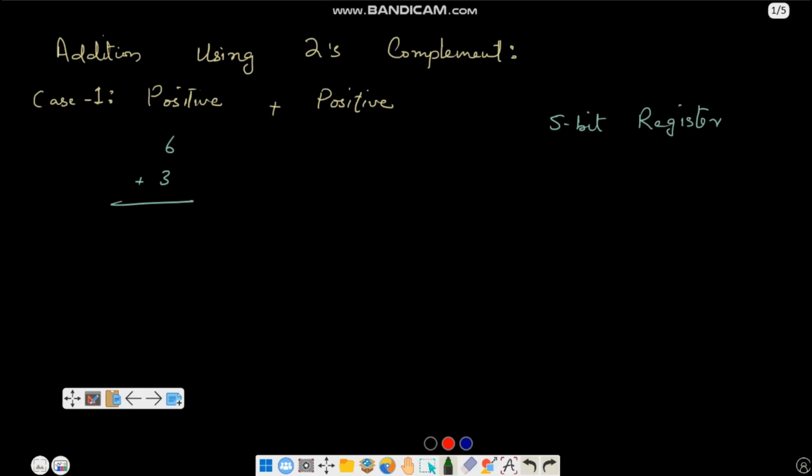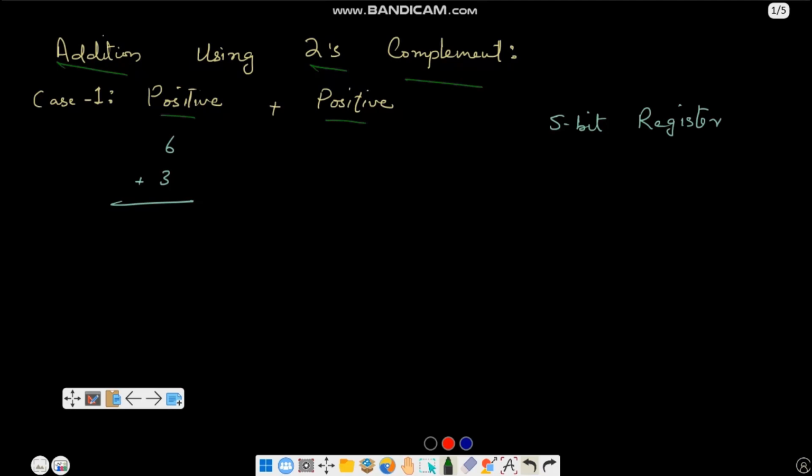Hello there. In this class we are going to be focusing on 2's complements. Now whenever you are adding two numbers, you are going to have four situations, four cases. The first case is going to be you are going to have two positive numbers that you want to add.